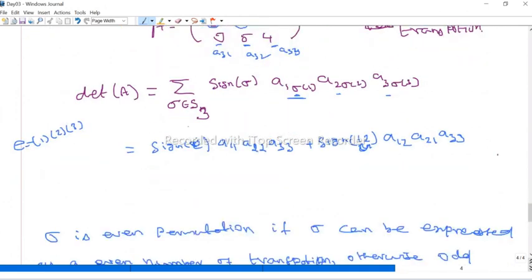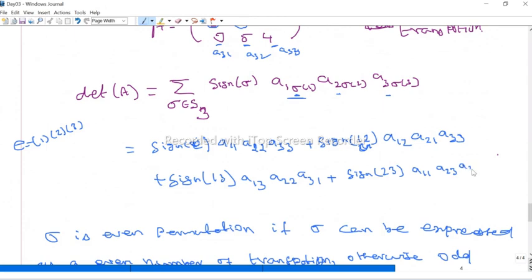You can take another permutation, sign of 1 3. That means 1 maps to 3, 3 maps to 1, but 2 is fixed. Therefore sigma of 1 is 3, A2 sigma of 2, sigma 2 is fixed, and sigma of 3 is 1. Now the next one is the 2 3 permutation in the group, that is 2 maps to 3, 3 maps to 2, therefore 1 is fixed, so A1 sigma 1 is 1, A2 sigma 2 is 3, and A3 sigma 3 is 2.